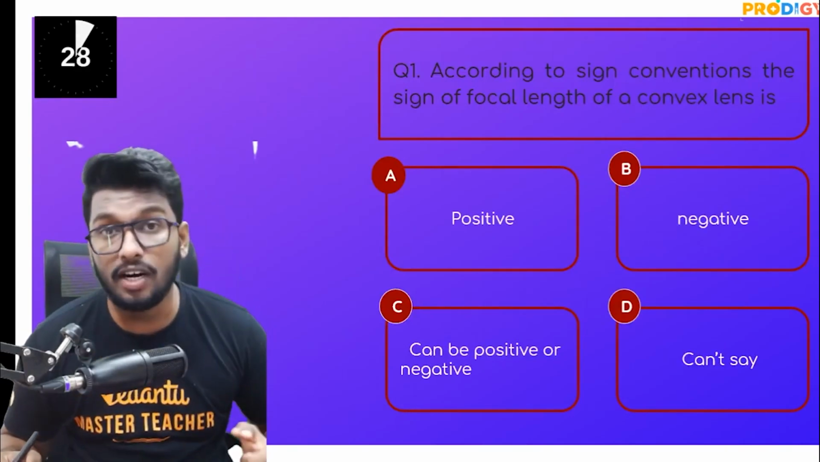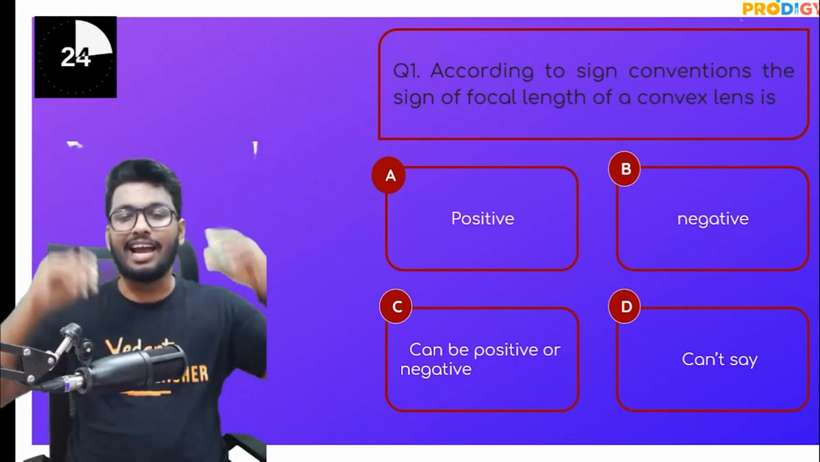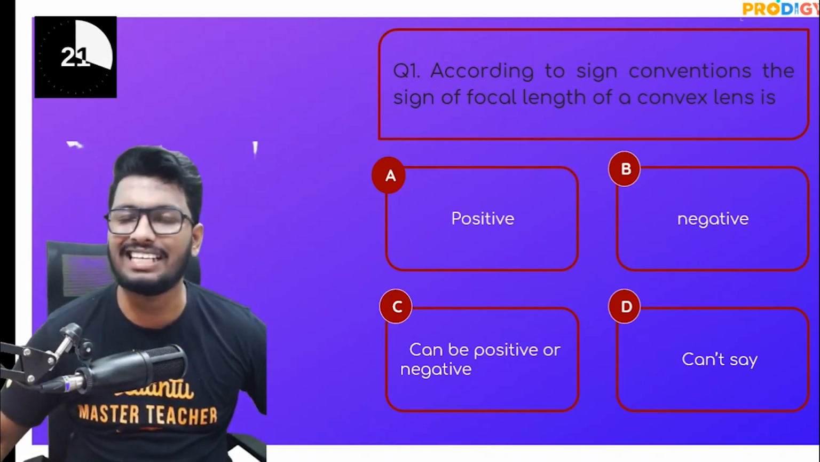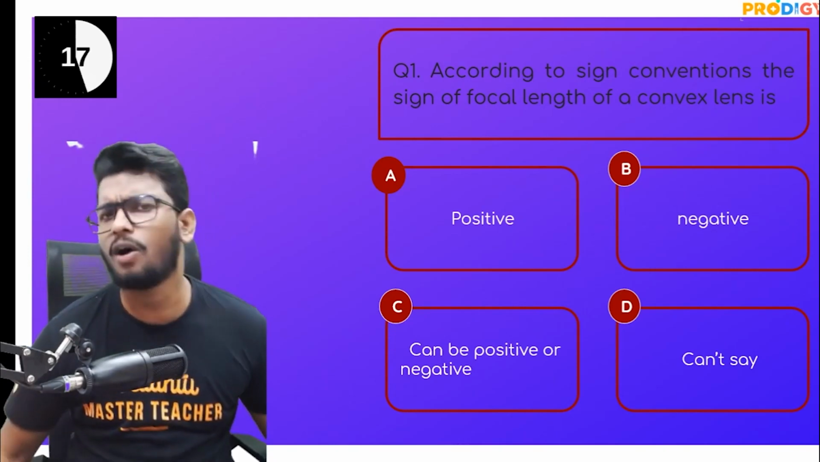Here it is, the first one of the day. Let's go. According to the sign conventions, the sign of focal length of a convex lens is positive, negative, can be positive or negative, or can't say.